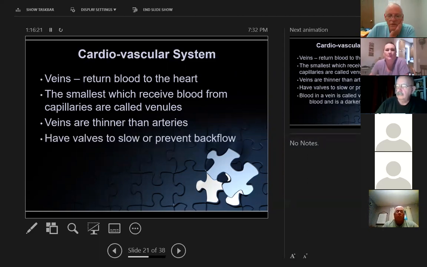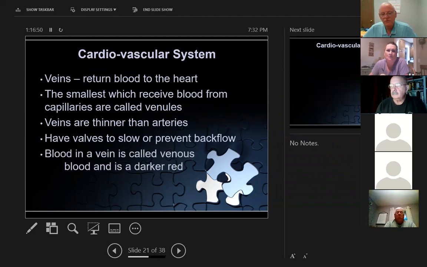They do have valves to slow or prevent backflow. Sometimes they work, sometimes they don't. If you've ever heard of anybody that had a varicose vein, like in their ankles, because of backflow, that's a failed valve. And then that vein in that area swelled up and made a bump that quite often protrudes through the skin. A varicose vein is a vein that's had a valve failure, basically.